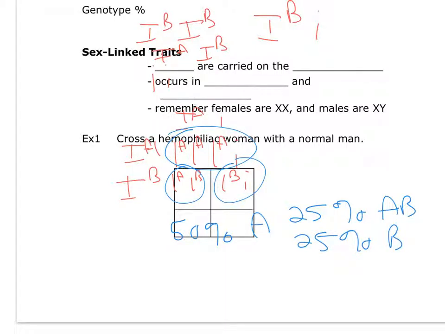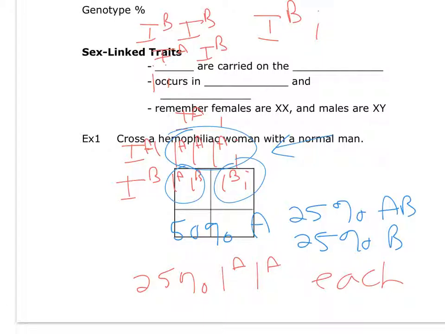When you do the genotype ratio, you're going to write it out. So, as you can see, all of those genotypes are different. So all of your genotypes are 25%. So you would write 25% IA IA, 25% IA little i, etc. So it's going to be 25% of each one. I don't have room.